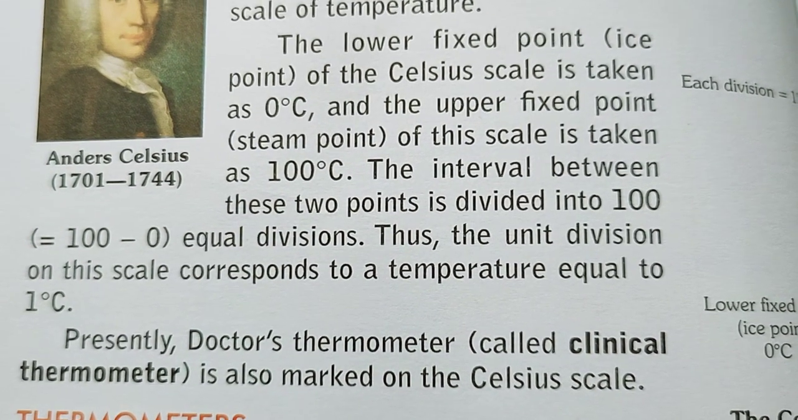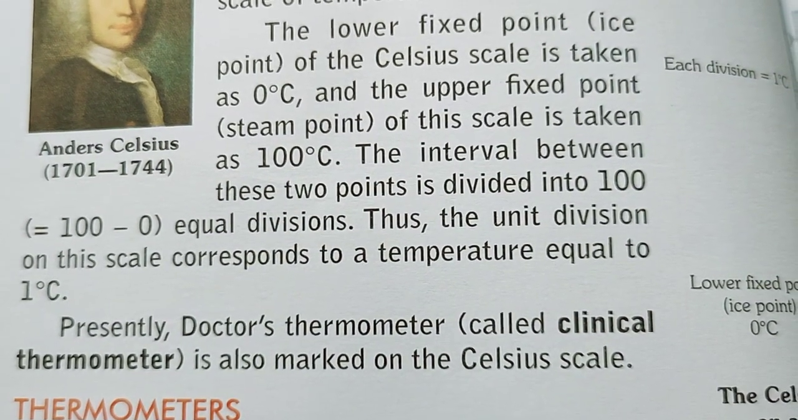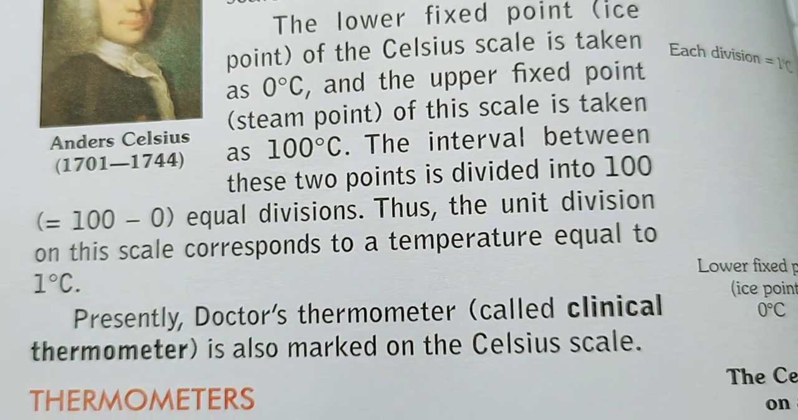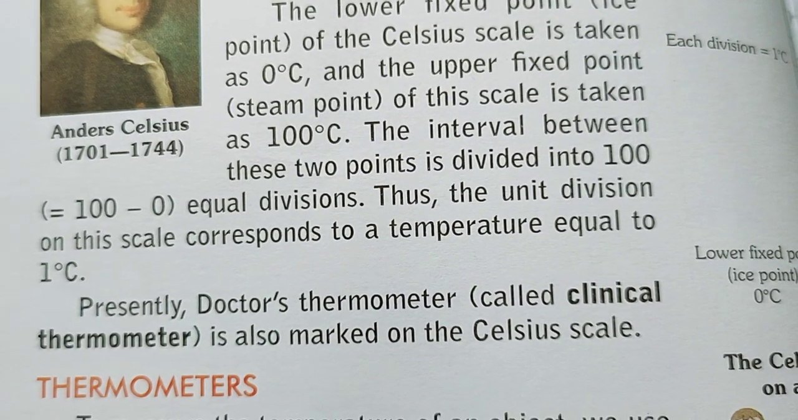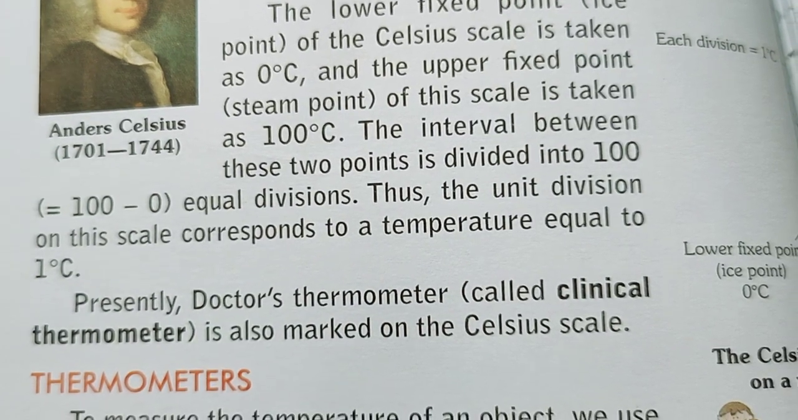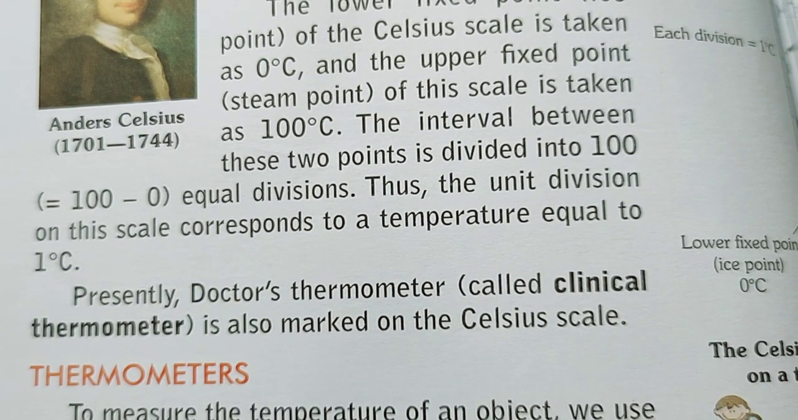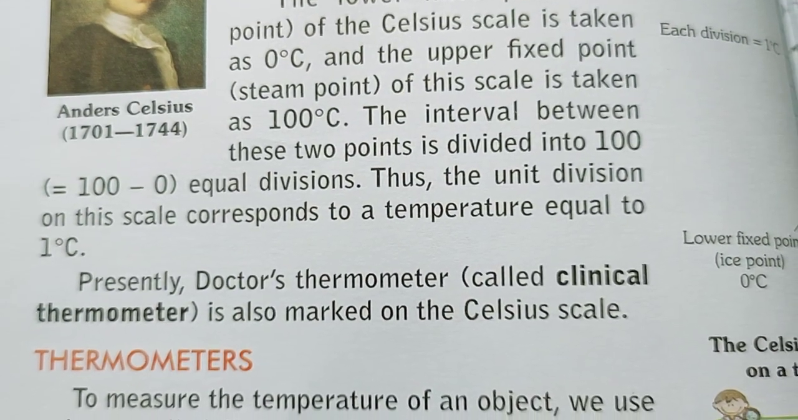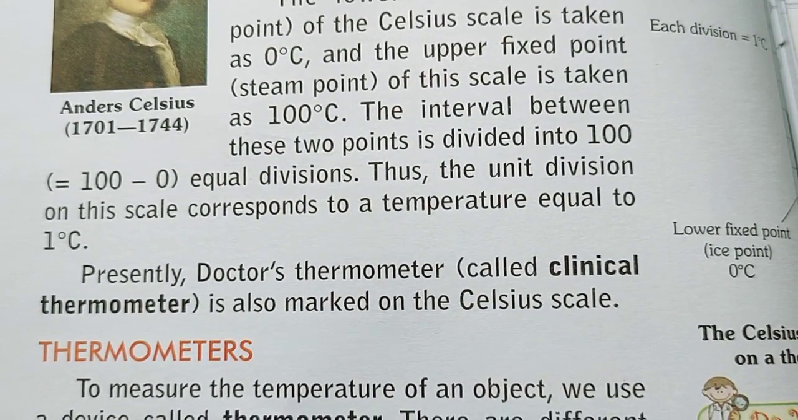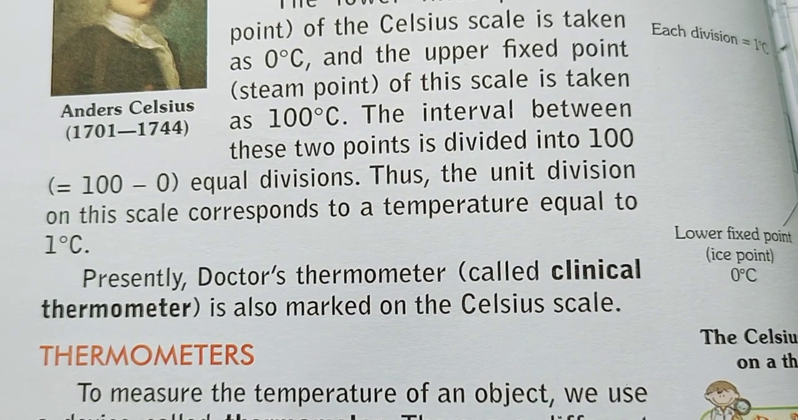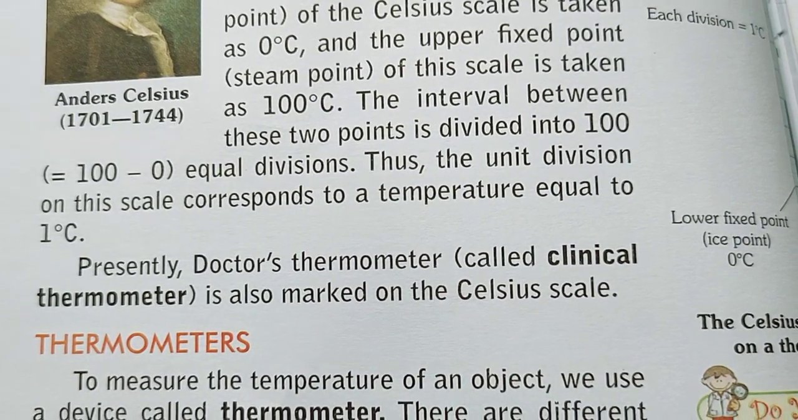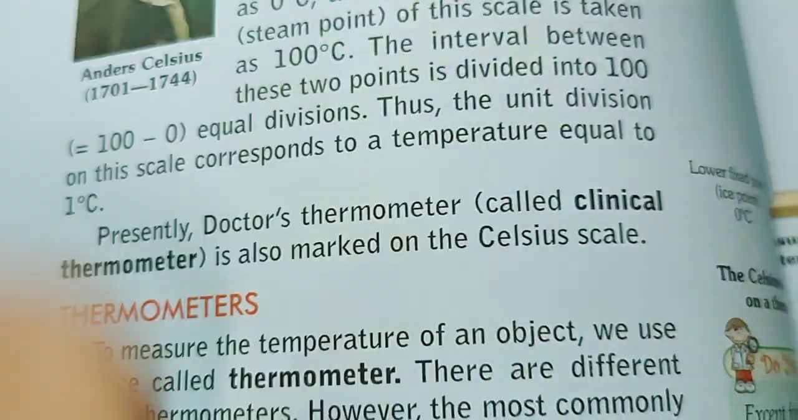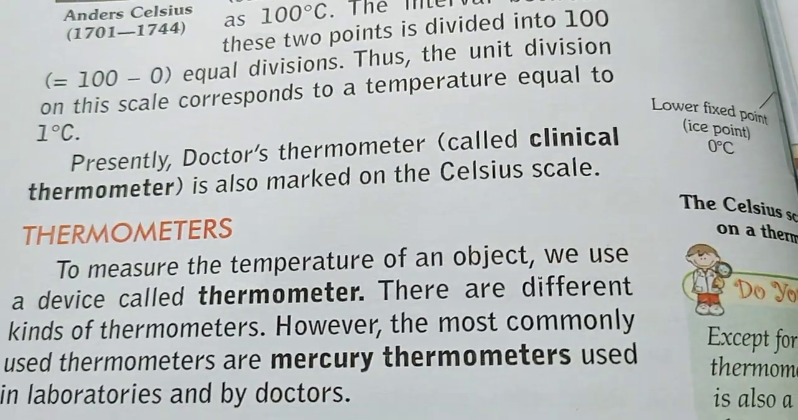Thus, each division on this scale corresponds to a temperature which is equal to 1 degree Celsius. Each unit division on this scale corresponds to 1 degree Celsius of temperature. At present day, the clinical thermometer which is used by doctors is also marked on the Celsius scale.